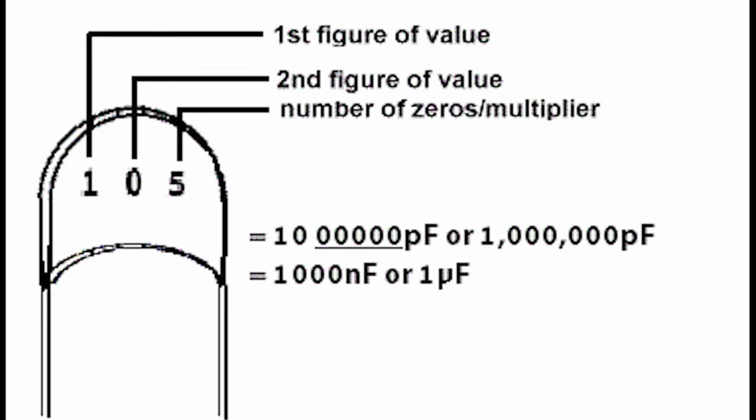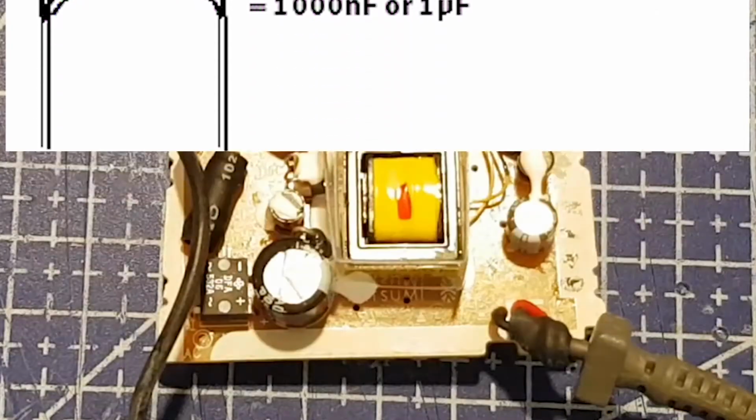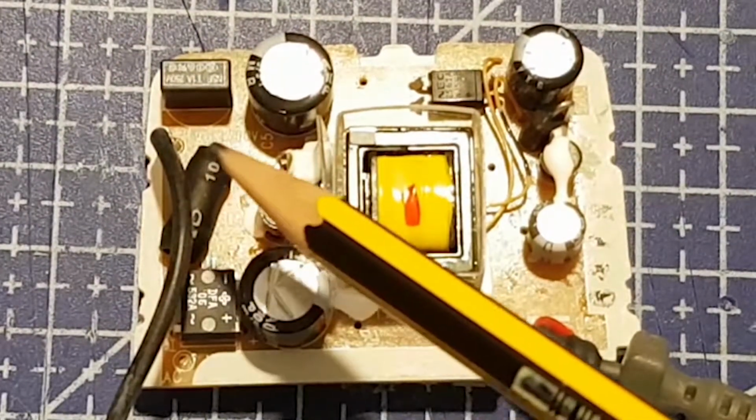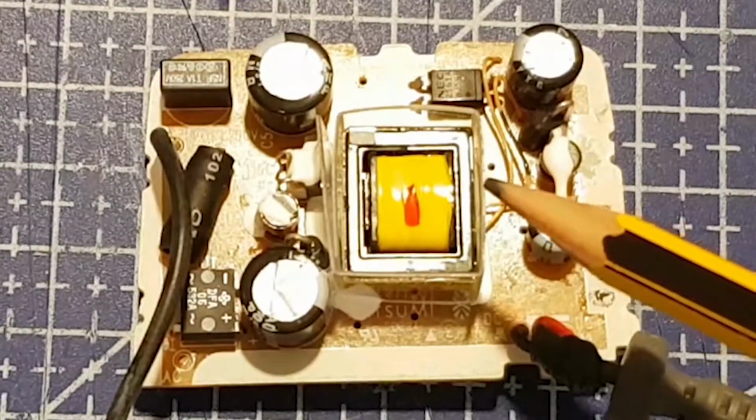There are quite a few uses for capacitors. Some of the more common ones are filtering capacitors, decoupling capacitors, smoothing capacitors. As an example, we have an opened up switch mode power supply, and we have a mains voltage coming into the power supply, going through a transformer and coming out as a smaller DC voltage.